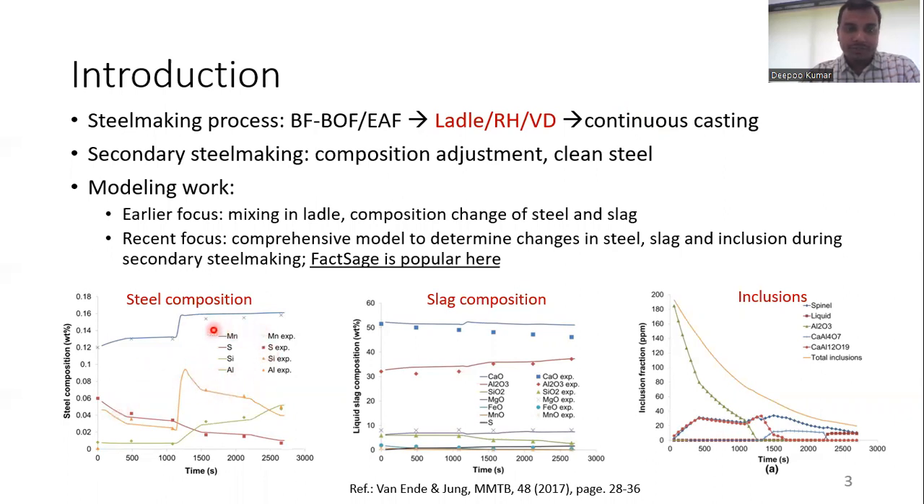In the steel composition, the calculations are done for predicting sulfur, silicon, manganese, and aluminum. In the slag composition, calcium oxide, alumina, silica, MgO, FeO, MnO, sulfur, etc. could be predicted from the model. On the inclusion side, the top line shows the total inclusion content in steel, as inclusion fraction or mass ppm with time, and it also shows the composition as expected. In the beginning it has alumina inclusions, and as time progresses you have a pickup of magnesium and calcium, and you can see the transformation from alumina to spinel and calcium aluminate happening in the process.